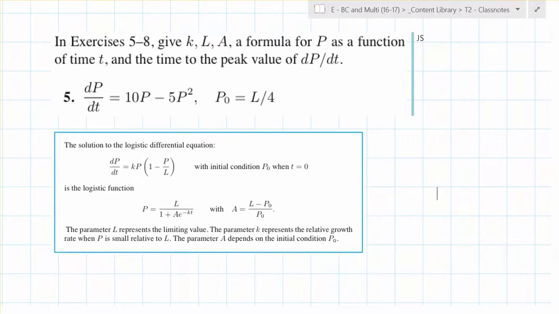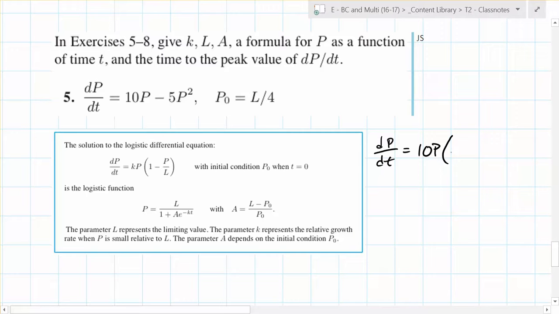Factor, right? So you're going to want to get what? dP/dt is equal to, what do you factor out? Oh, it's still frozen. That's 10 what? 10P. You want to factor out 10P, right? So you get 1 minus what? P over 2? Like that? Oh, that automatically tells you k is equal to 10 and L is equal to 2. Nice.